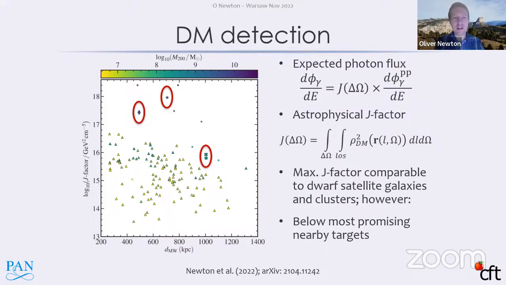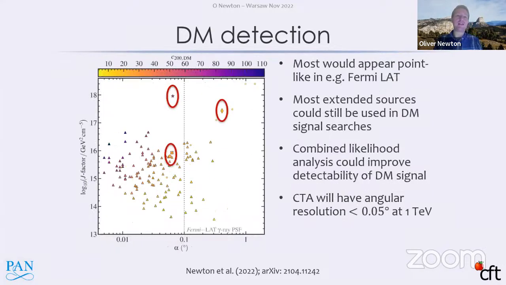So individually, we don't expect the Hermeian halos to be particularly useful compared to the best-in-class objects, but potentially we could make use of the size of this population to get some useful constraints. In conversation with my gamma ray astronomer colleagues, they've said that if we could take this population, and most of the sources appear to be point-like in our observations, then we could use some kind of combined likelihood analysis to improve the detectability of the dark matter signal.